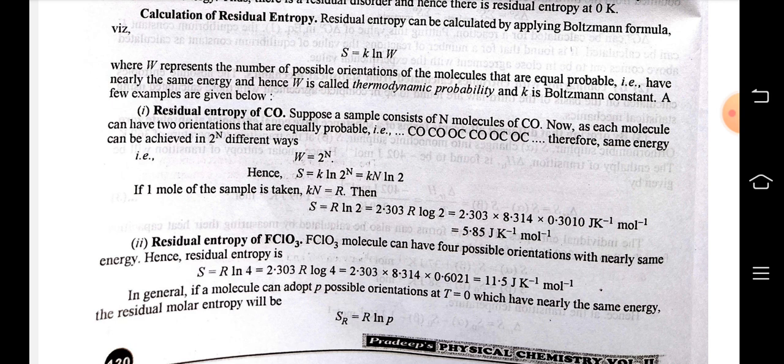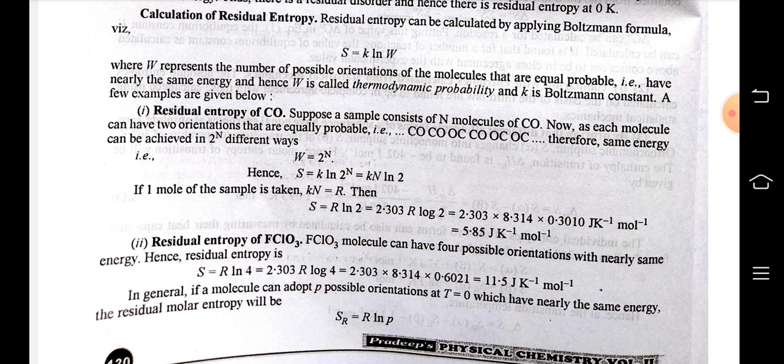Residual entropy of CO, residual entropy of FClO3. Suppose a sample consists of n molecules of CO. Now each molecule has two orientations that are equally probable: CO and OC. Therefore, the same energy can be achieved in 2 to the power n different ways. W is equal to 2 to the power n. S is equal to k ln 2 to the power n, which is k n ln 2. With kn equal to R, S is equal to R ln 2, which is 5.85 joule per Kelvin per mole. For FClO3, residual entropy S is equal to R ln 4, which is 11.5 joule per Kelvin per mole.